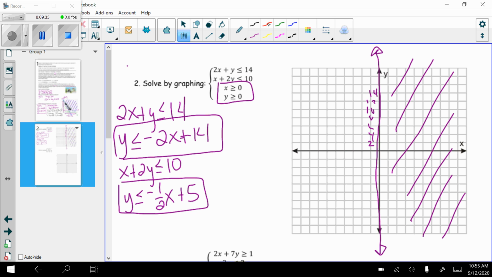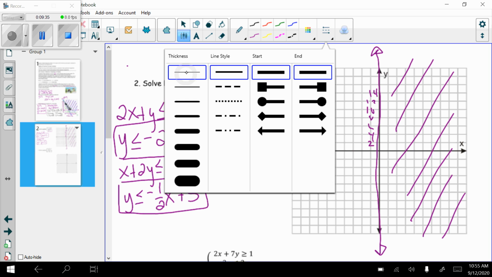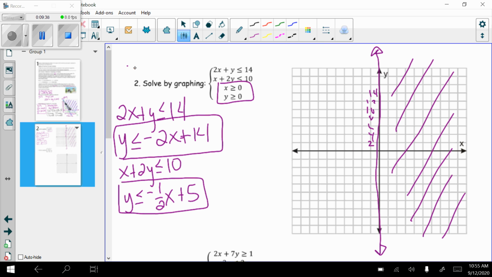If I switch colors, now I'm going to do the y is greater than or equal to 0. So that's all of my y's positive up here. Greater than or equal to 0, everything gets shaded above. I'm not going to shade the left-hand side over here because I know that my shadings have to overlap to be part of the solution. So I know I'm just looking at this part right now.